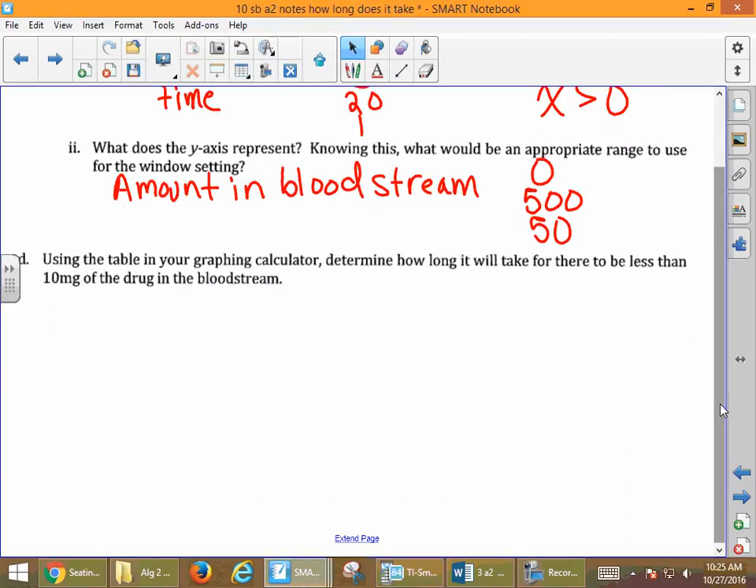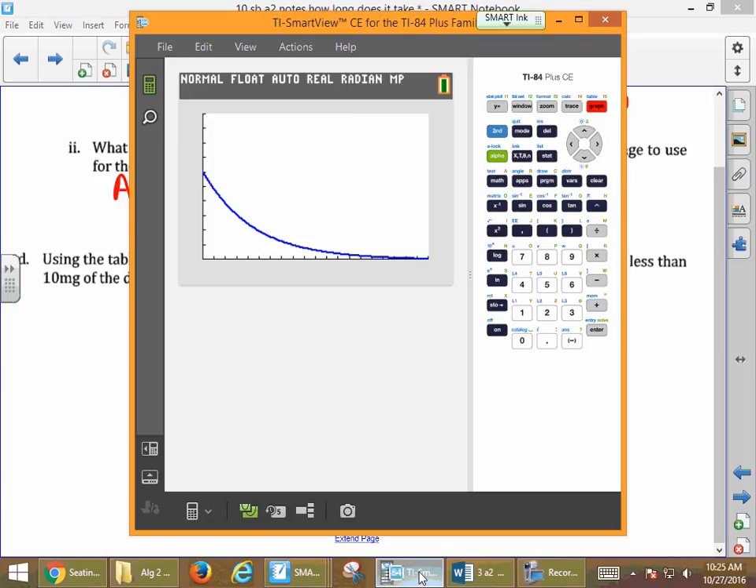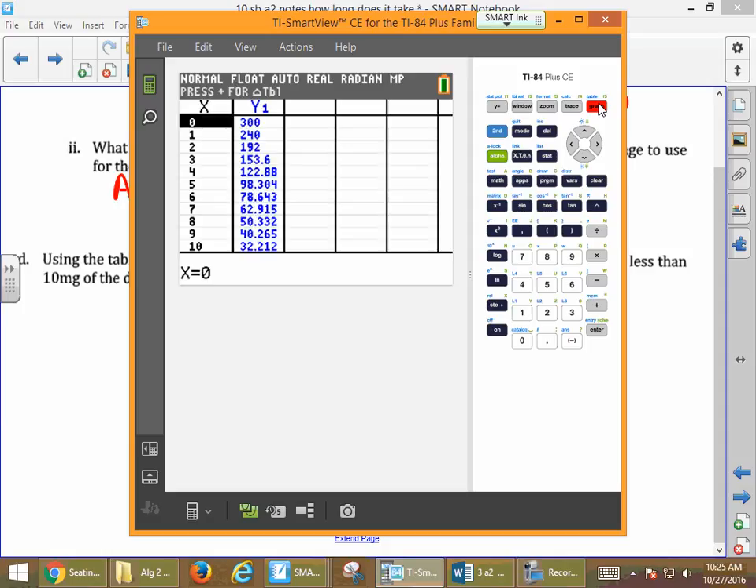It says, using the table in your graphing calculator, determine how long it will take for there to be less than 10 milligrams of the drug in your bloodstream. Well, if we pull up our table now, and go to second and table, we want to look for a number less than 10. So we start scrolling. At 10 hours, we still have 32 milligrams. So we keep scrolling. At 15, we have 10.555, so we're close. At 16, we have less.